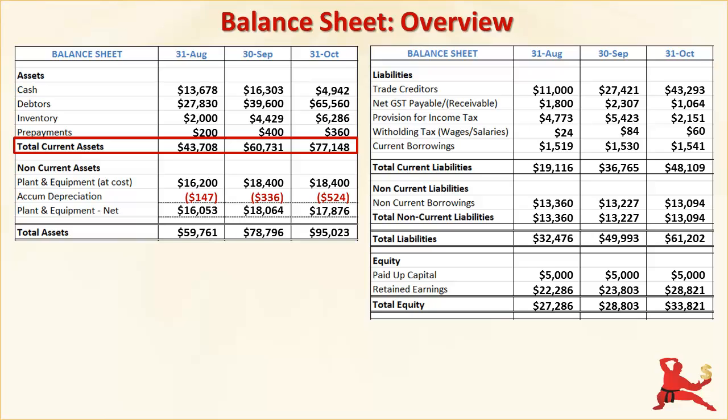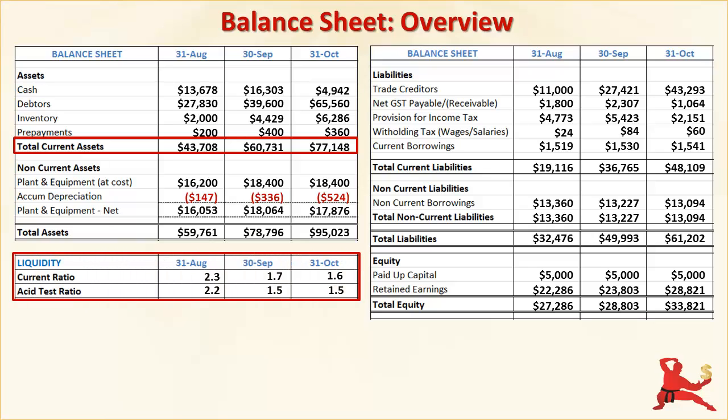We need to look at financial ratios rather than just the raw numbers to get real insights into the financial position of the business. We've discussed liquidity ratios in part 5 of this series, so I'm only going to touch on this very briefly here. The liquidity position of the business has declined, as you can see from the current and acid test ratios. That's because of the rate of increase in current liabilities. In particular, the rate of increase in trade creditors has outpaced the increase in debtors.